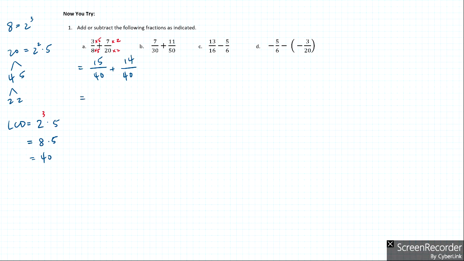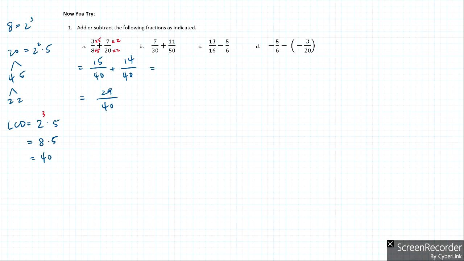Once we have the common denominator, we can combine the numerators. 15 plus 14 is 29. So we get 29 over 40 as a result. Now looking at part B, we have 30 and 50.